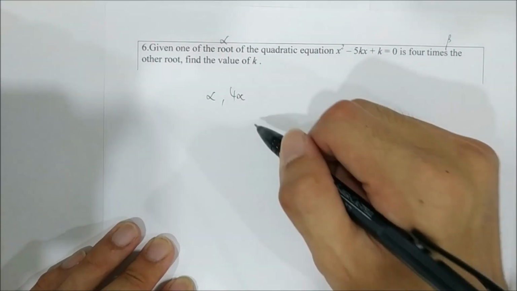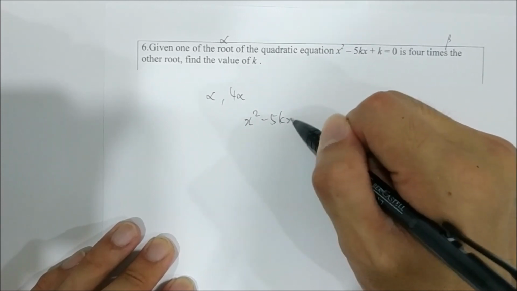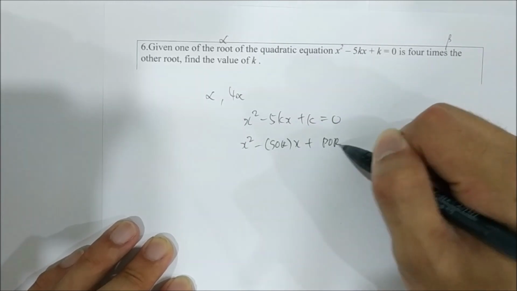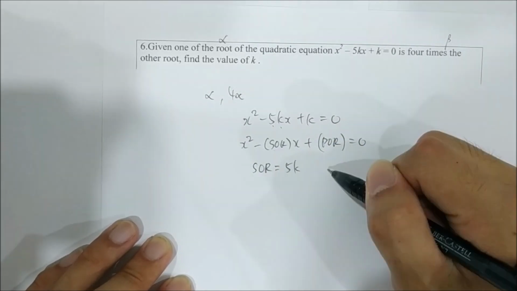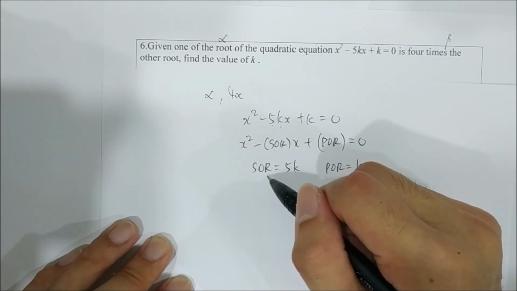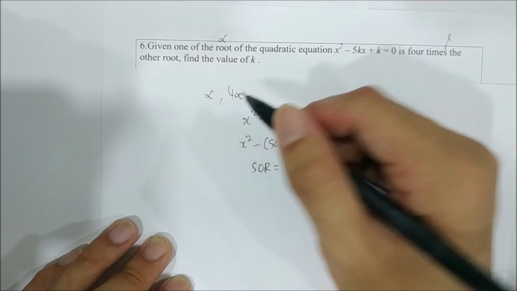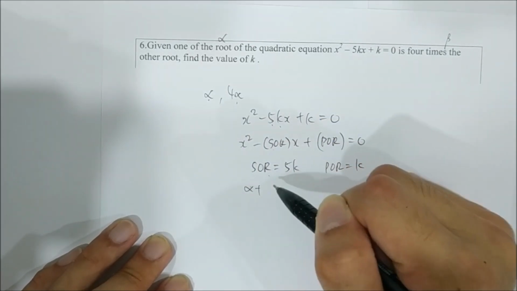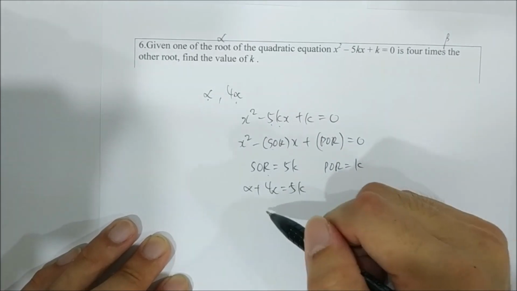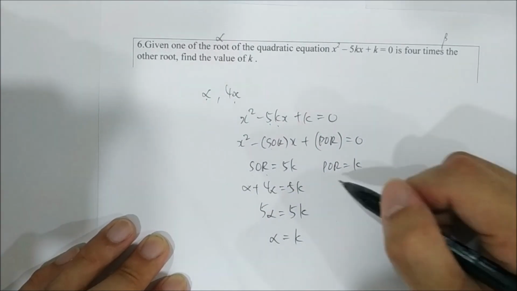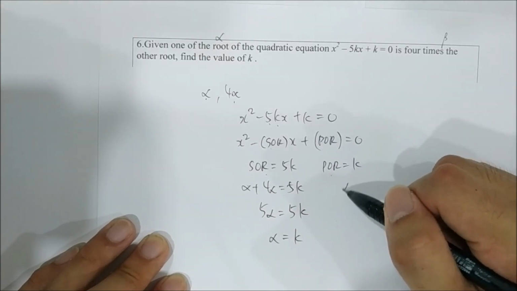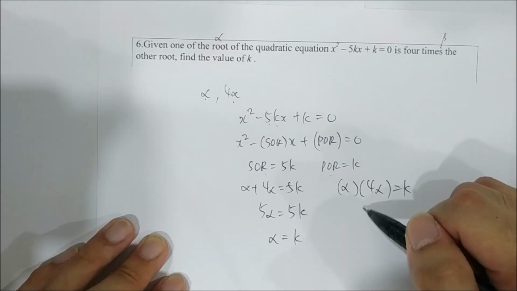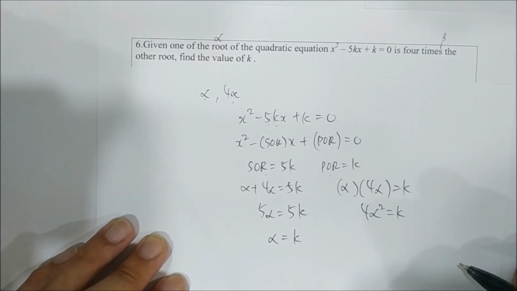So from this equation here, x squared minus 5kx plus k equals to 0, if we compare with the general form, SOR is the sum of roots, means alpha plus 4 alpha. Because this is the first root, this is the second root. So alpha plus 4 alpha equals to 5k, we get alpha equals to k. From this, the product, alpha multiply 4 alpha, you get k. So it's 4 alpha squared equals to k.